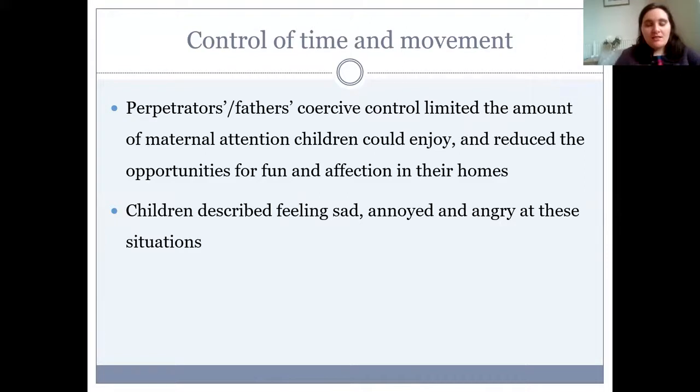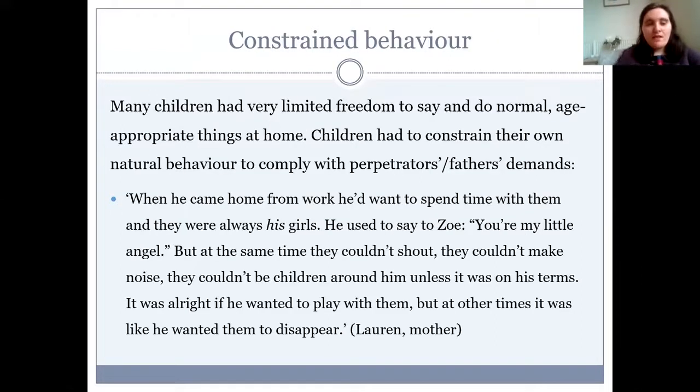So here we can see that the coercive control from the father was limiting the amount of maternal attention that children could enjoy and reducing the opportunities for fun and affection in their homes. And children described feeling sad and annoyed and angry at these situations. Many children had very limited freedom to say and do normal age-appropriate things at home. The children had to constrain their own natural behaviour to comply with the father's demands.